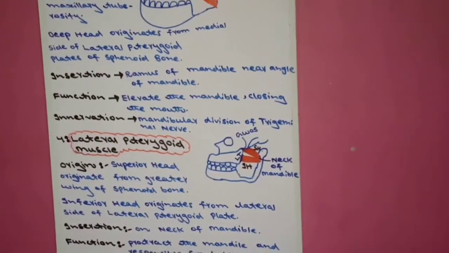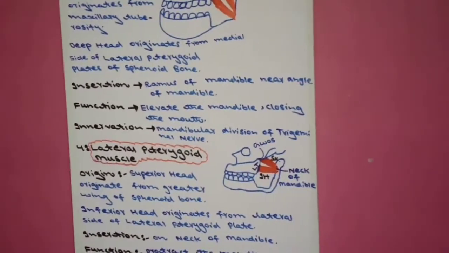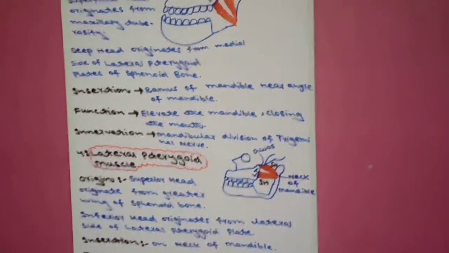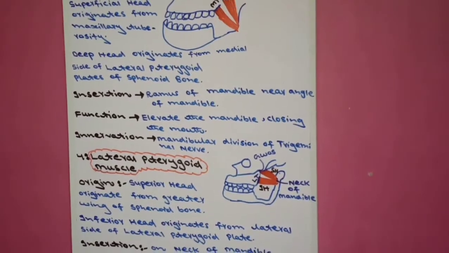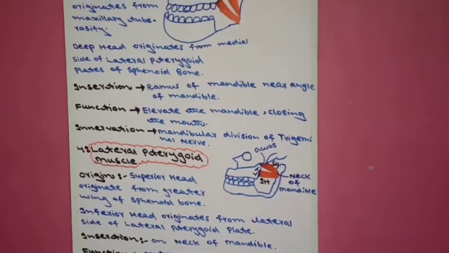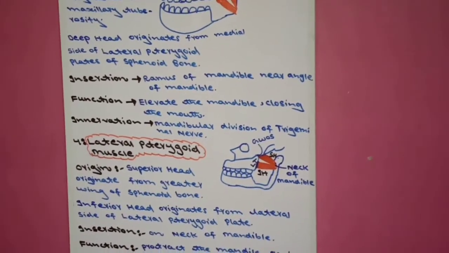Now today we studied the muscles of mastication. First the masseter muscle, then the temporalis muscle, the third is the medial pterygoid muscle, and the fourth is the lateral pterygoid muscle. For each muscle: diagram, origin, insertion, function, innervation. Now today our topic is complete.